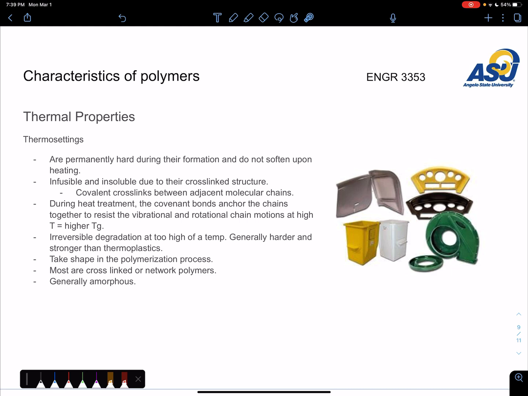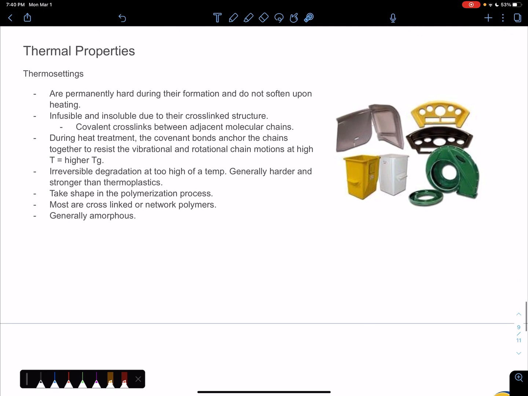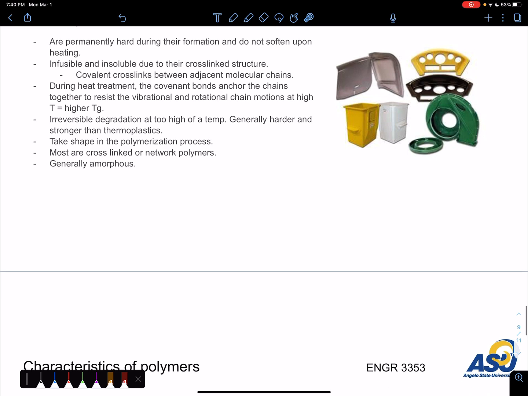So your thermosets tend to have higher mechanical properties than your thermoplastics. During heat treatment, the covalent bonds anchor the chains together to resist the vibrational and rotational chain motion at high temperatures. And so irreversible degradation is also reached when you reach too high of a temperature. It's generally harder and stronger than thermoplastics, as I just stated. They take shape in the polymerization process, and they're cross-linked network polymers, and they're generally amorphous.